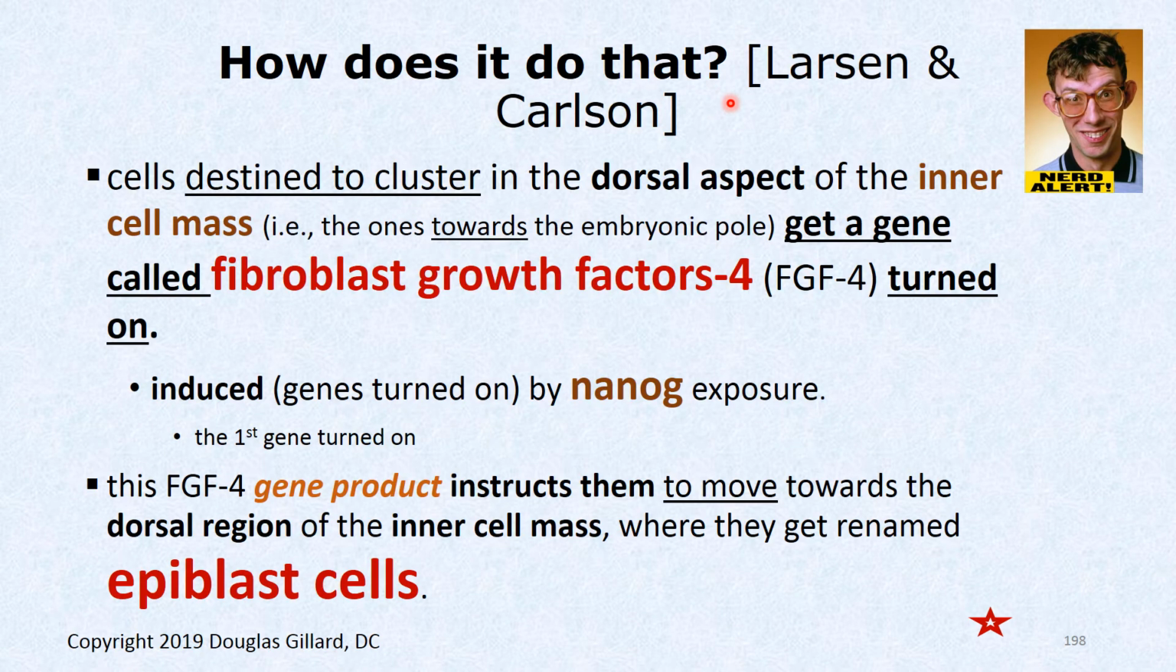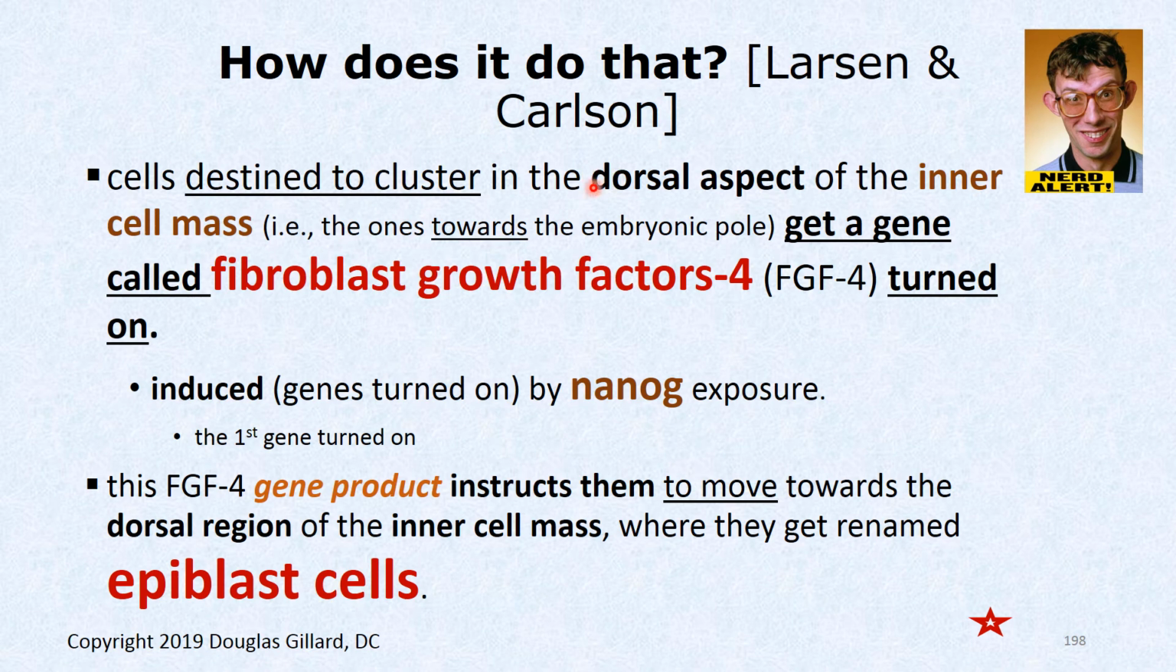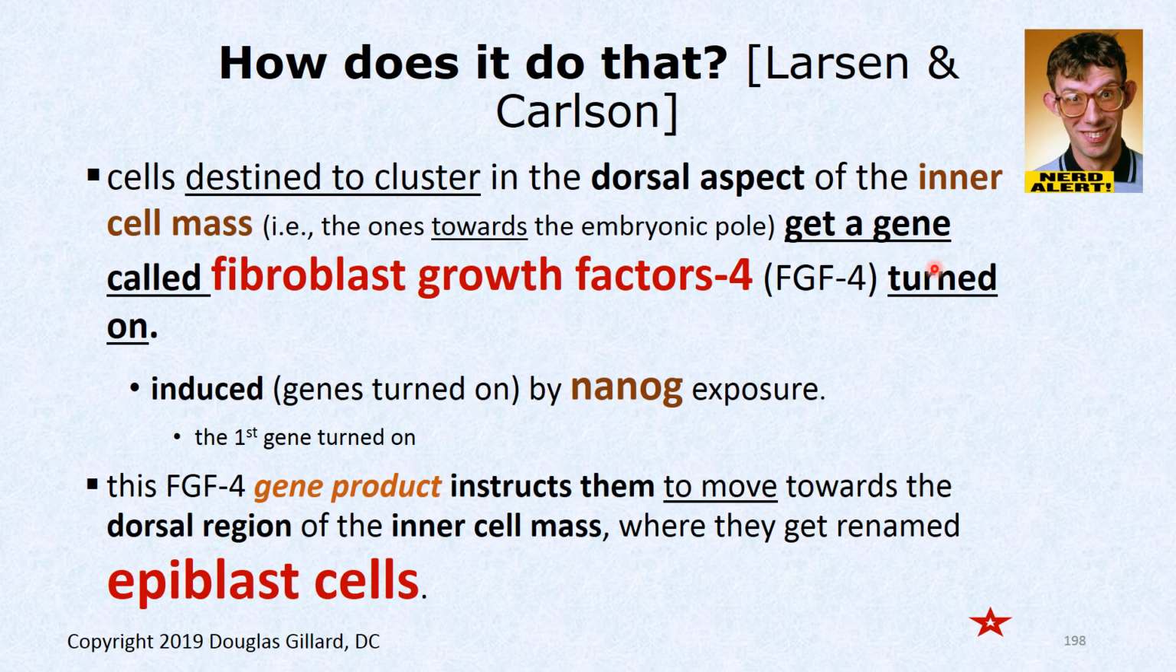But we've got to get back to the little nerdy guy, because I know some of you go, well, what genes are turned on to do this? How come these cells go down here and these cells here? Remember, this was just one unit. What causes them to differentiate? Well, fibroblast growth factor 4, FGF4, is the key here. Cells destined to cluster in the dorsal aspect of the inner cell mass toward the embryonic pole, the ones that are going to become epiblast cells, there's a gene that gets turned on called fibroblast growth factor 4, FGF4.